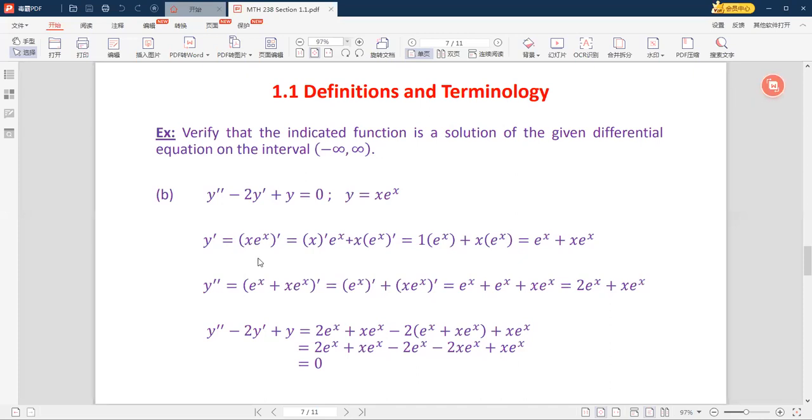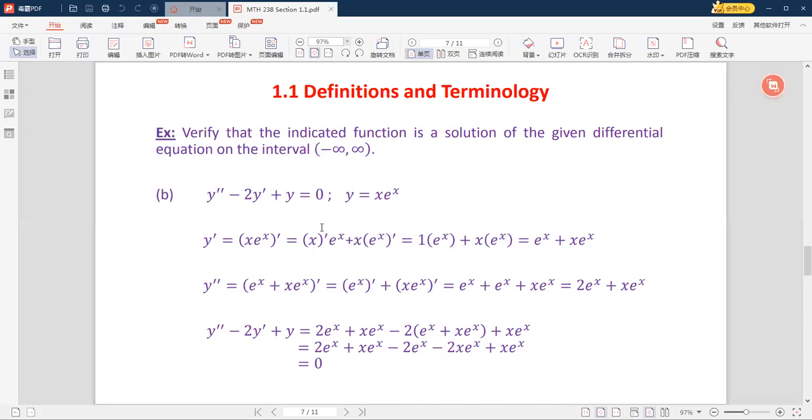The product rule says the derivative of a product of two functions is equal to the derivative of the first function times the second function plus the first function times the derivative of the second function. Okay, that's the product rule if you still remember that. So we have to take the derivative of x in the first place times e to the x, plus x times the derivative of e to the x.